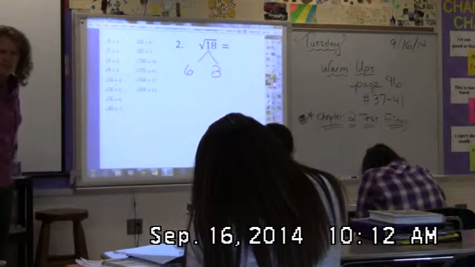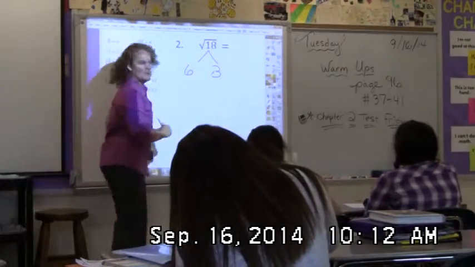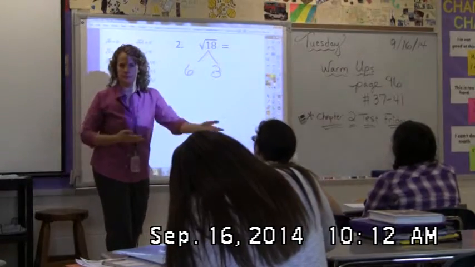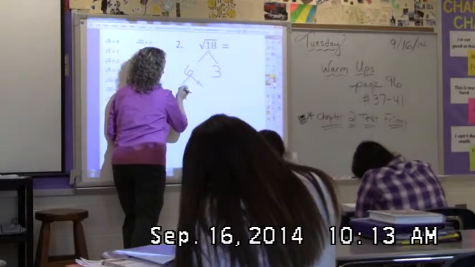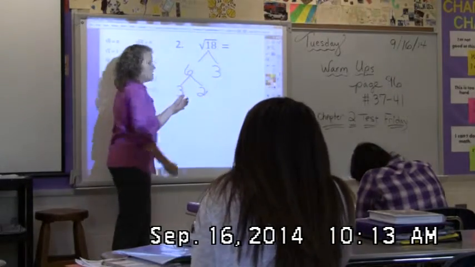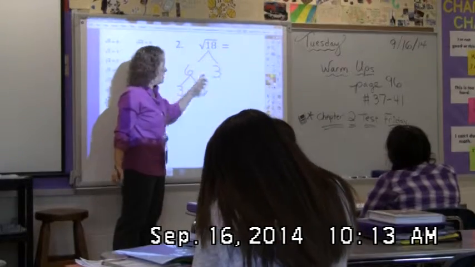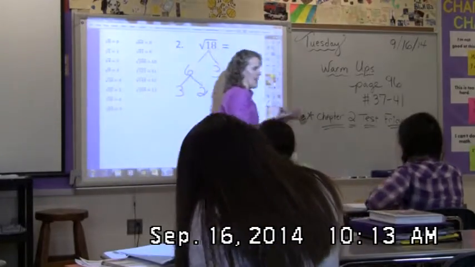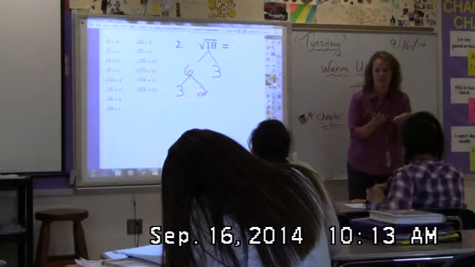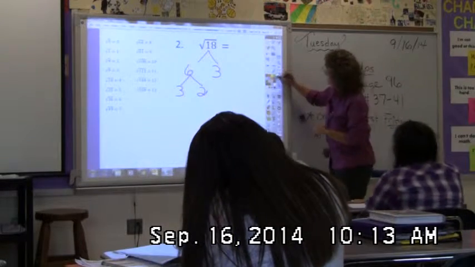The 6? What times what makes 6? 3 times 2. All right. This is 3 times 2. This is a prime factor, this is a prime factor, and that's a prime factor. So I have 3 prime factors I'm looking at. Do you see any matches? Yes, 3 and 3. Perfect.